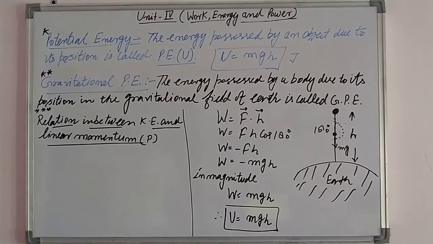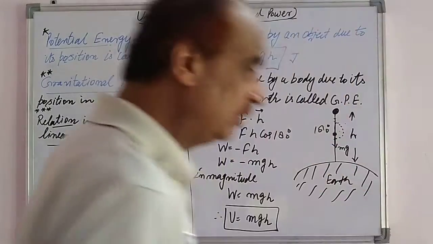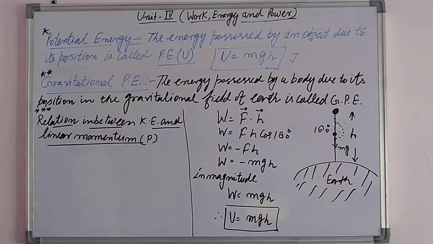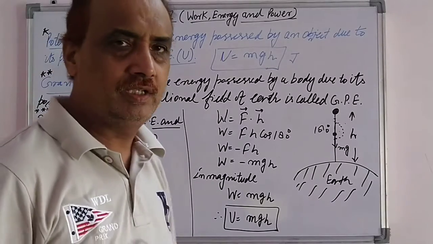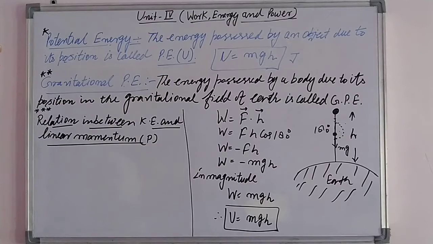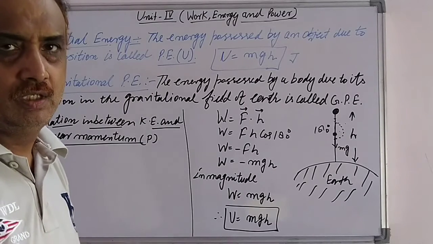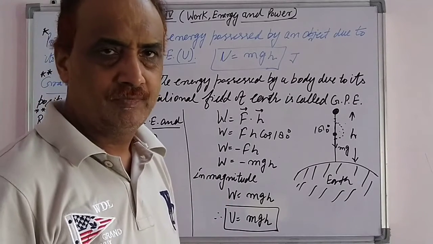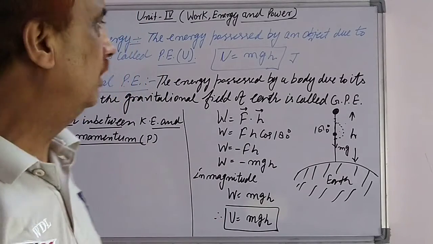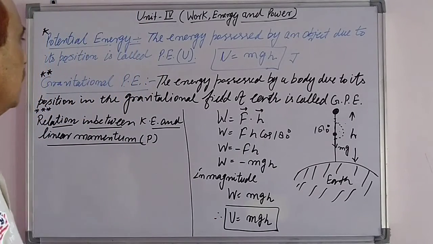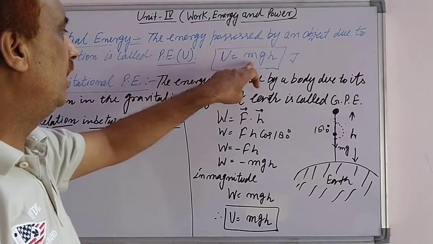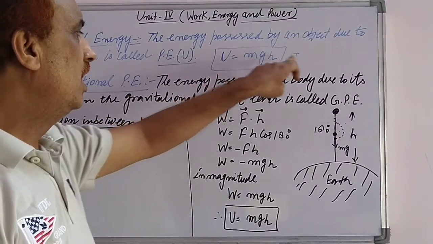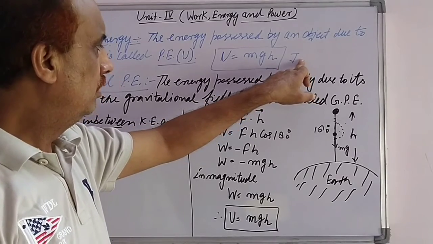Okay, students, now we'll discuss the next part of unit number 4, that is another type of energy, potential energy. The definition of potential energy is that the energy possessed by an object due to its position, by virtue of its position, is called potential energy, and it is denoted by U. And we know that its formula is U equal to mgh, and its unit is joule.